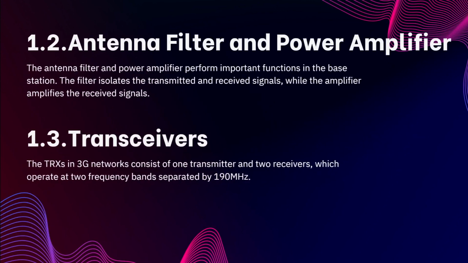So moving on to the next slide. The next slide is about the antenna, filter, and the power amplifier. The function of the filter is to separate the transmit and the receive signal, while the amplifier's purpose is to increase the strength of the received signal. And about the transceiver: a transceiver is composed of a single transmitter and two receivers, with the two frequency bands separated by 190 MHz. The main differences of the GSM transceiver are precise power control, a unique frame structure, and a distinct channelization.